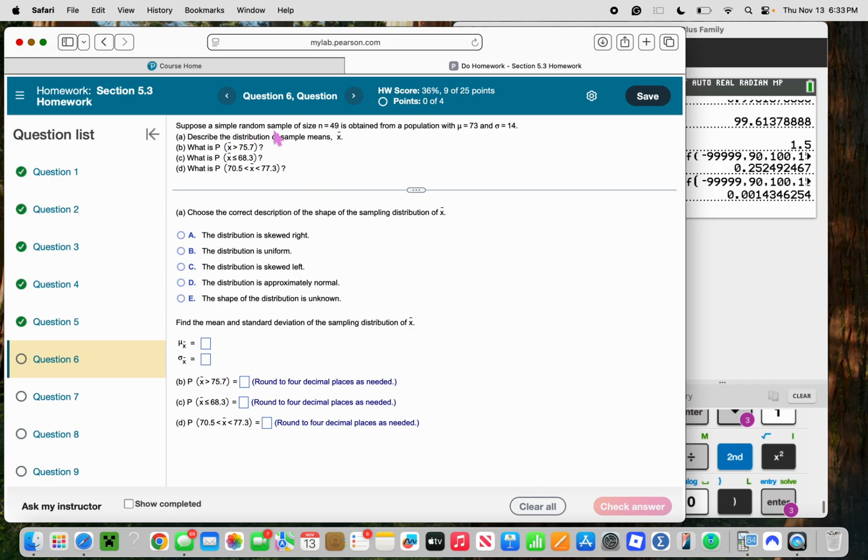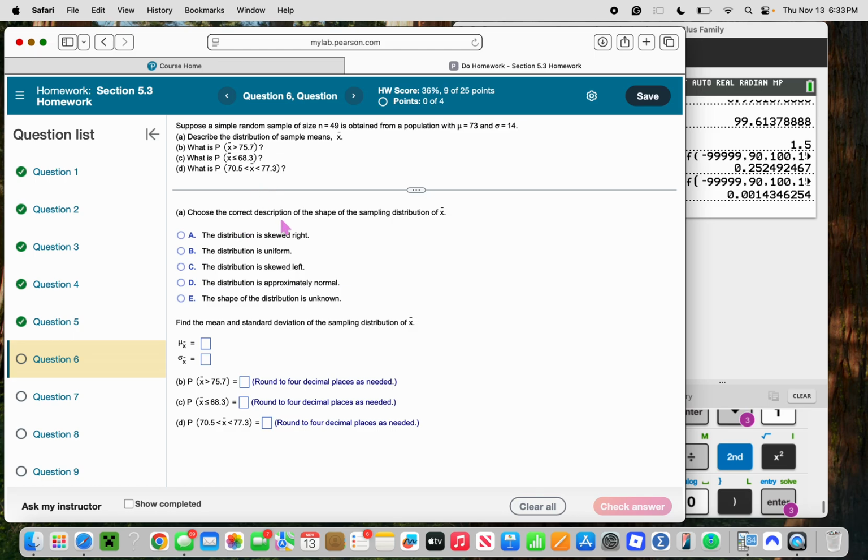All right, so here it says, suppose a simple random sample of size n equals 49, so that tells me we have a sample size, so it's not 1, is obtained from a population with an average of 73 and a standard deviation of 14. We have to describe the distribution of the sample means, X bar. So what is this new distribution going to look like? And then find the probability of obtaining a sample of size 49 with an average of more than 75.7, an average of less than or equal to 68.3, and an average of between 70.5 and 77.3.